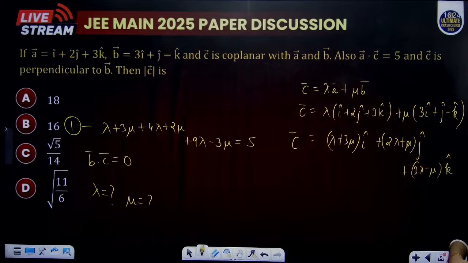C vector is known. So what will be the magnitude of the C vector? Under root of the coefficient of i cap squared, coefficient of j cap squared, coefficient of k cap squared. You will get the result easily. Right? So again, a very easy question. These types of questions you can start attempting at the very first screening itself.